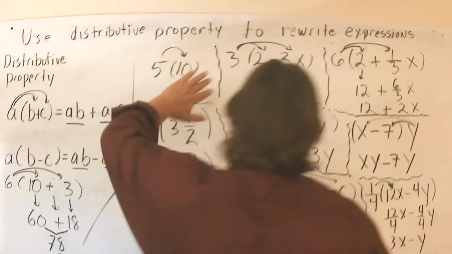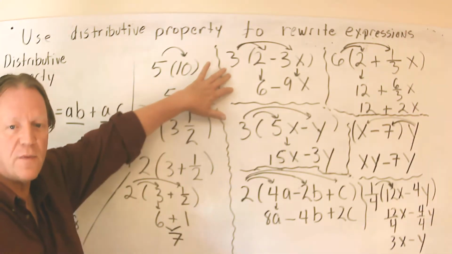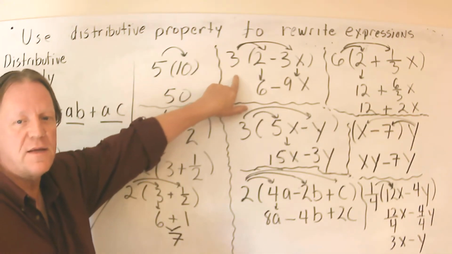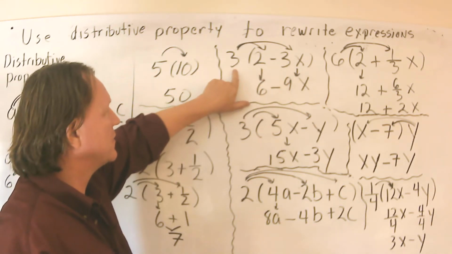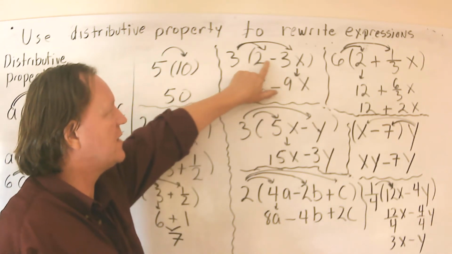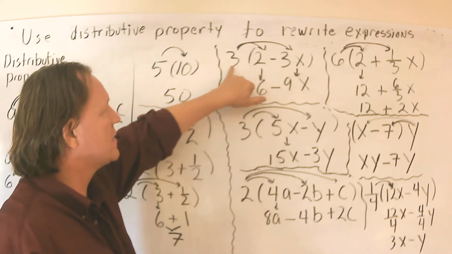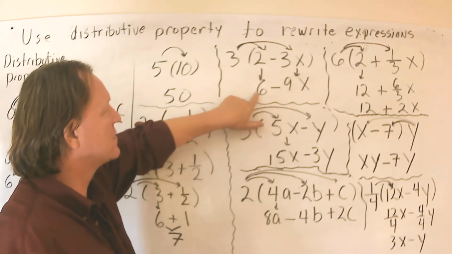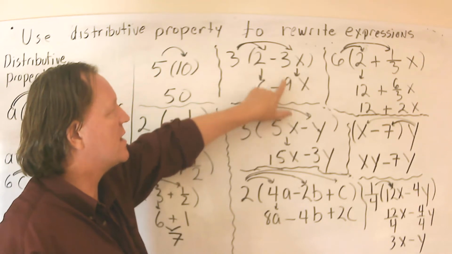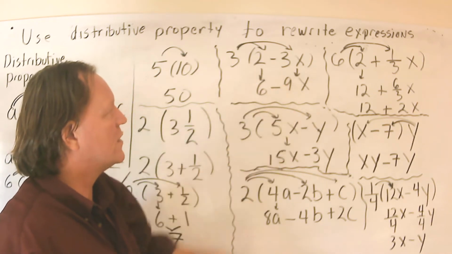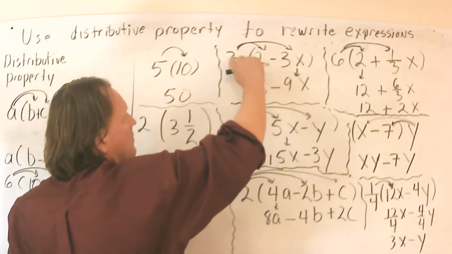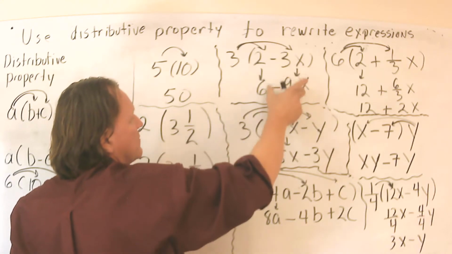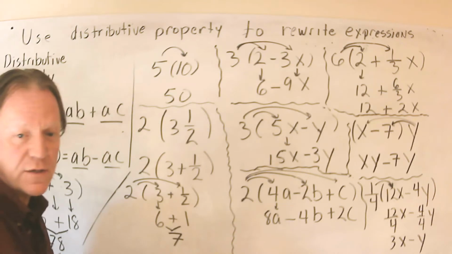Let's look at the next example that we see right here. 3 times 2 minus 3x. So we're going to distribute the 3 to these values inside the parentheses. 3 times 2 is 6, and 3 times minus 3x is minus 9x. We're done. We multiplied the 3 times the first term, and we multiplied the 3 times the second term, and we got our new expression.